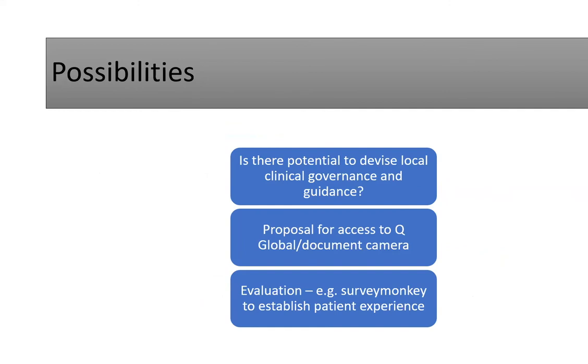So the possibilities locally, some of the concerns raised on the survey related to things like lack of clinical governance, training, access to materials. And just to share a bit about what we've been doing in Worcestershire, we're developing our own governance around these things with appropriate consent forms and processes and crib sheets. Also, we're putting a proposal in for access to Q Global so that when the free access runs out, we have continuity in that provision. And we've ordered some document cameras so that we can continue this remote administration for things that aren't on Q Global.